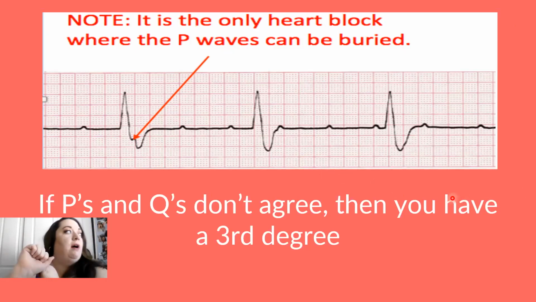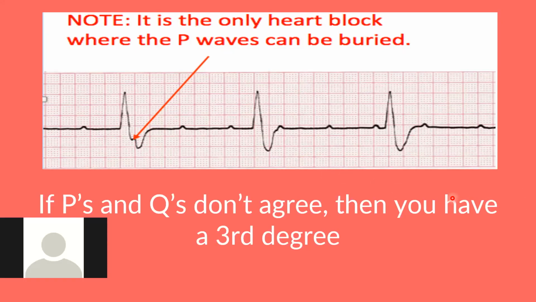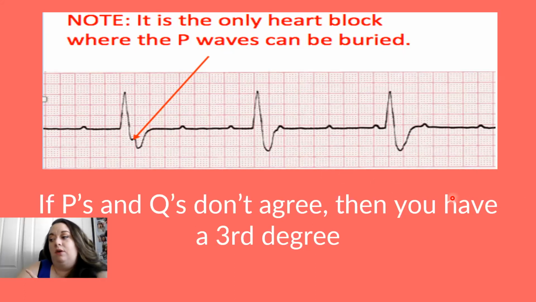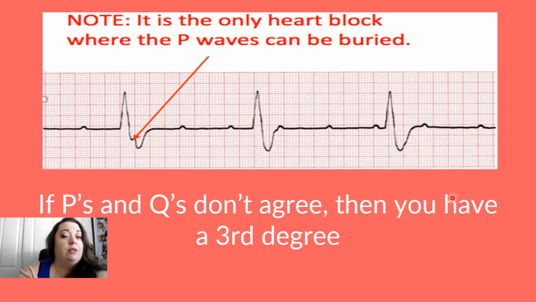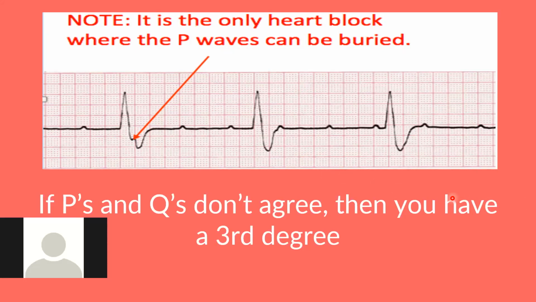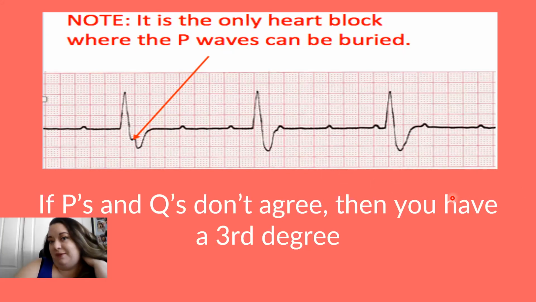I don't think we covered it. So how fast does your SA node usually fire? 60 to 100. What about your AV node? 40 to 60. Okay. And then your Purkinje fibers? 15 to 40. Okay, 15 to 40, which is usually 20 to 40, but I believe somebody pointed out that your textbook is saying 15 to 40 now.